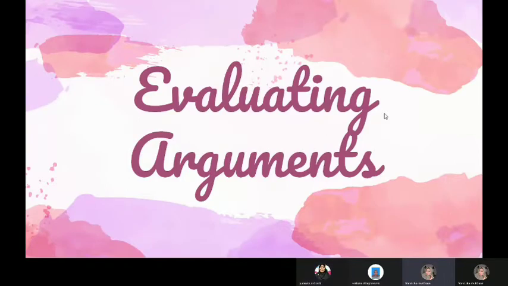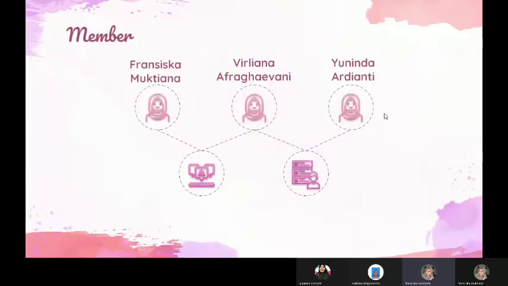We are from Group 8. We want to present about evaluating argument. The members of this group are me, Fransiska Muktiana, and my two friends, Virliana Afraghaevani and Yuninda.